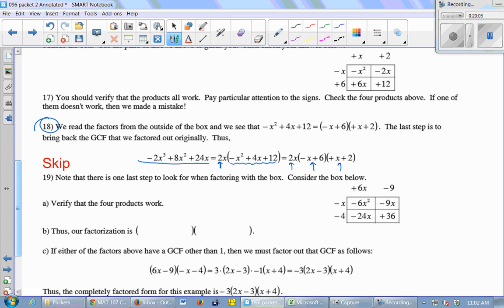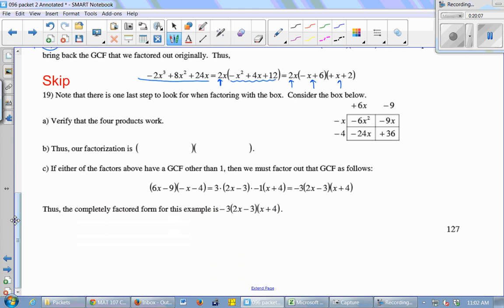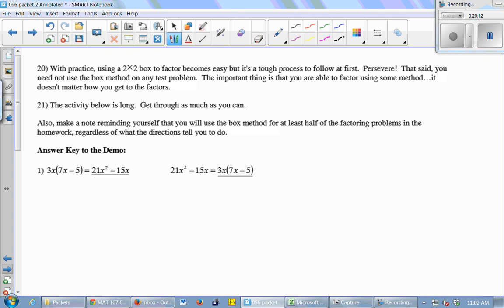Okay. All right, I'm going to have you skip to number 20. Okay. Like I said, with practice, using a 2x2 box to factor becomes easy, but it's a tough process to follow at first. Persevere, you will get it. That said, if you know another method of factoring and you don't like the boxes, go ahead and use whatever method you have. I will never require you to use the boxes on any test problem. The important thing is that you are able to factor using some method.